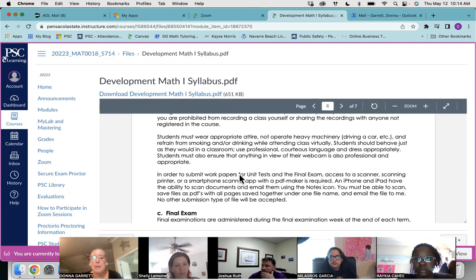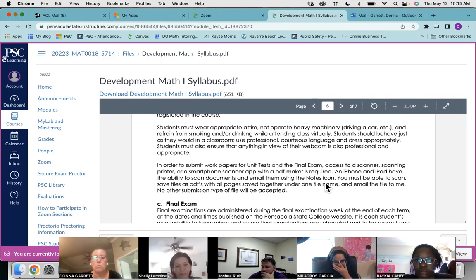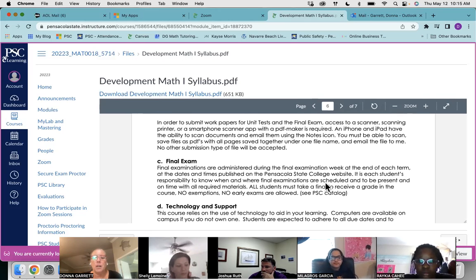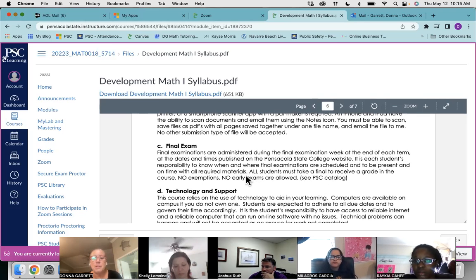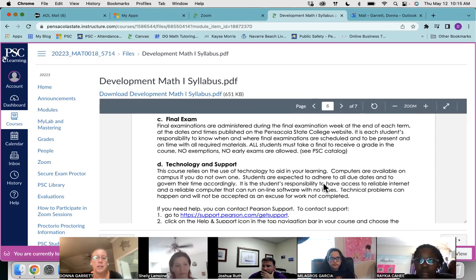In order to submit work papers for unit tests and the final exam, you have to have access to a scanner. Basically, your phone could be your scanner. You could take pictures and send them to me. Before we get to the unit tests, we'll talk about all that. I have the schedule for the final exam on the next page. I'll show you that. No early exams. There are no exceptions. It has to be that same day.